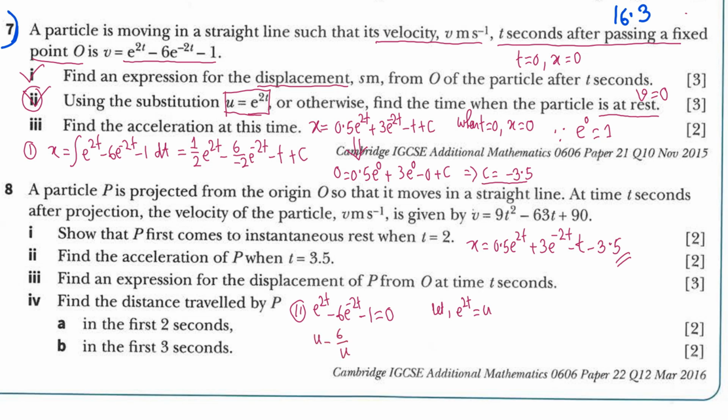You know why 6 by u? Because 6 e to the power minus 2t, we can write it as 6 by e to the power 2t. That's why if we replace, we can write it as 6 by u, then minus 1 equals 0. Now simplify and find out the value of u.